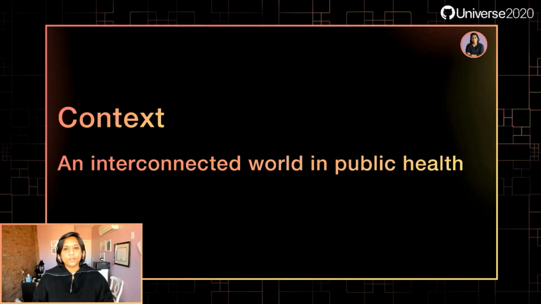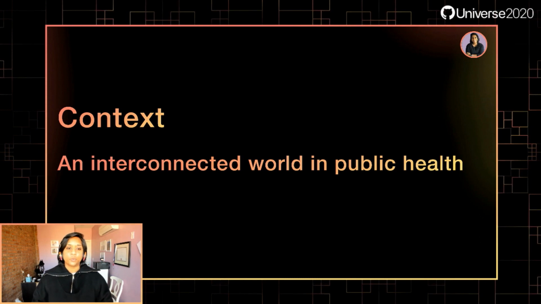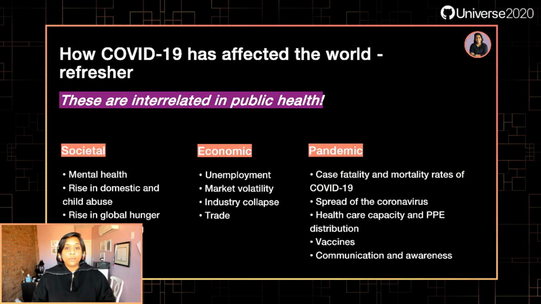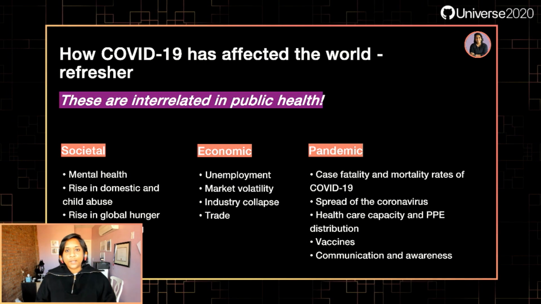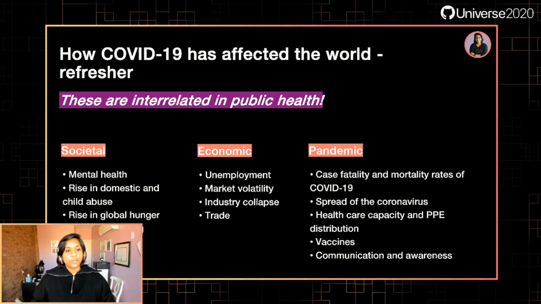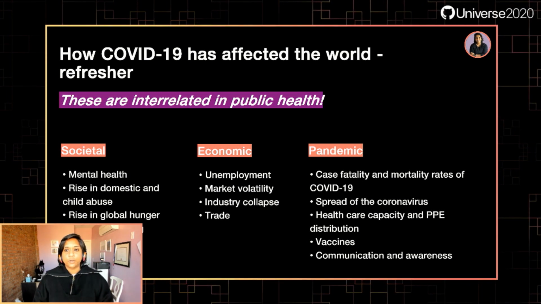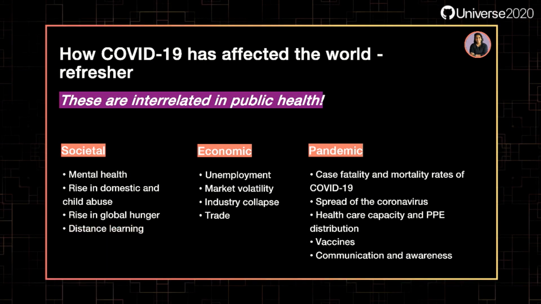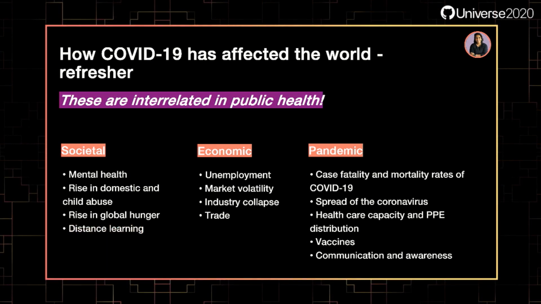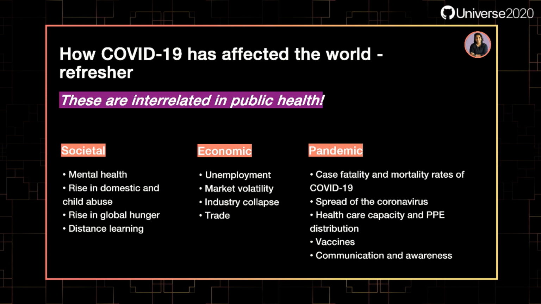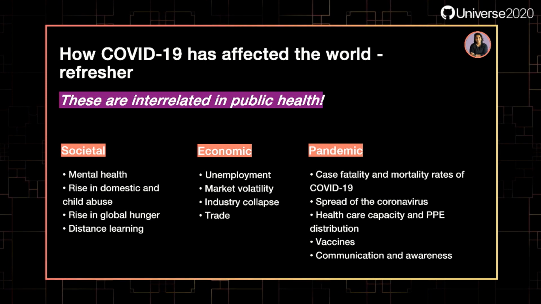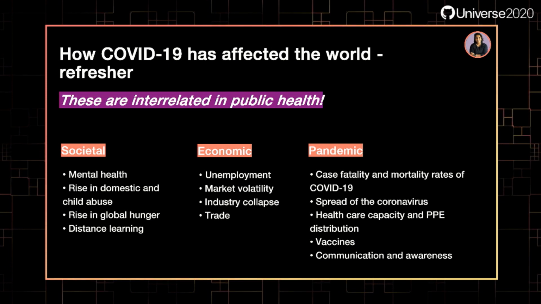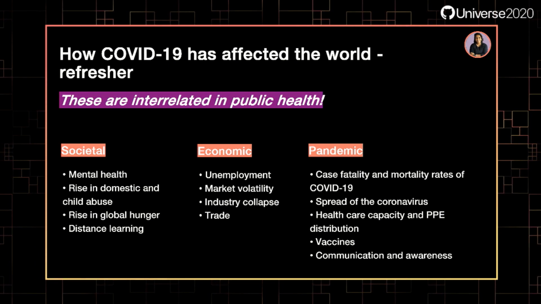So to kick off the panel today, I want to talk a bit about an interconnected world in public health. If you were able to join us back in May for GitHub Satellite, you might have caught the panel that I was able to host with some incredible social sector partners on COVID-19 pandemic responses. During that presentation, I talked about how we had connected with so many of our social sector partners to really understand how the pandemic was affecting them and their communities in the early days of the virus.